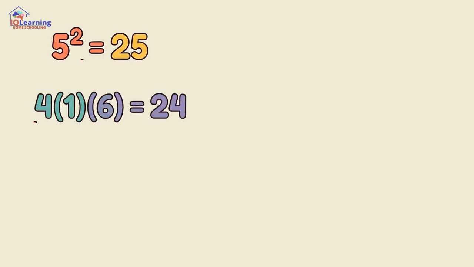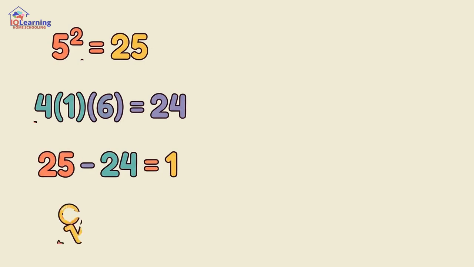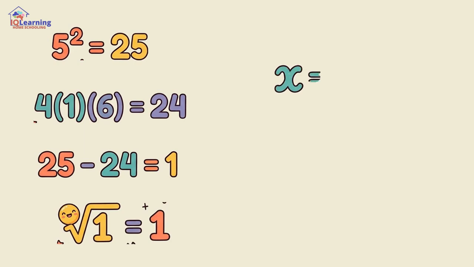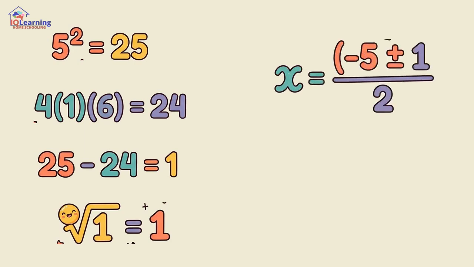Now simplify step by step. Inside the square root, 5 squared equals 25. Then compute 4 times 1 times 6. That equals 24. Now subtract. 25 minus 24 equals 1. So the square root part becomes square root of 1, and square root of 1 equals 1. Now the equation looks much simpler. X equals negative 5 plus or minus 1 over 2.